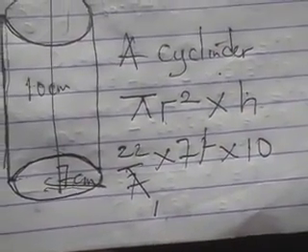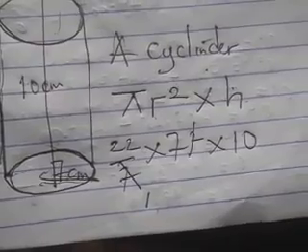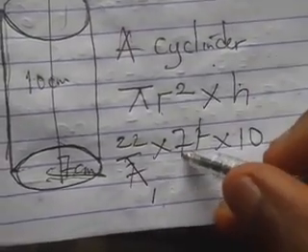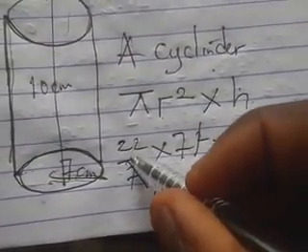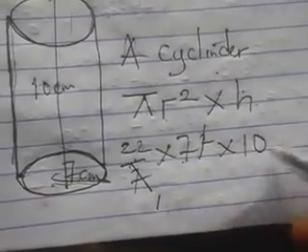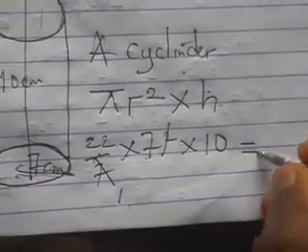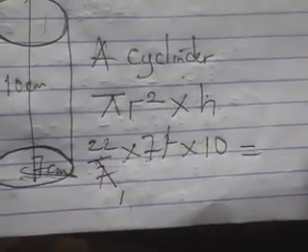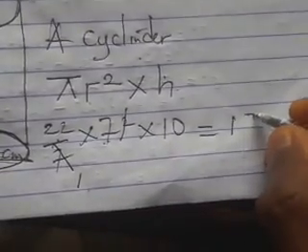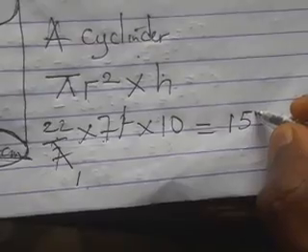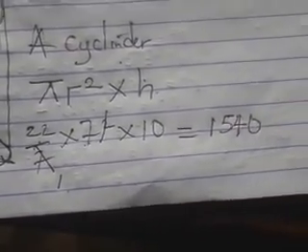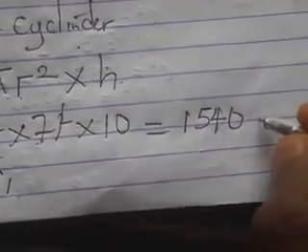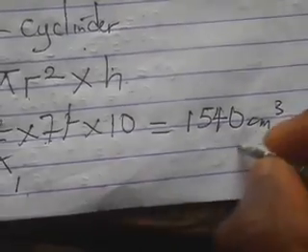So 7 cancels this square, because 7 square means 7 times 7, and 7 times 7 means 49. So if I cancel it, I'm left with 7. So I'm left with 22 times 7 times 10. So what is 22 times 7 times 10? 22 times 7 times 10 is 1,540. It does not stop there. 1,540 what? Very good. Centimeter cube.